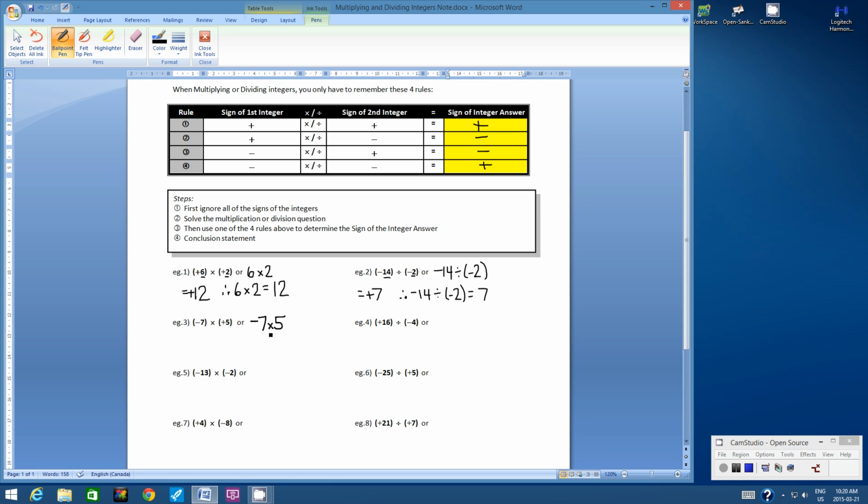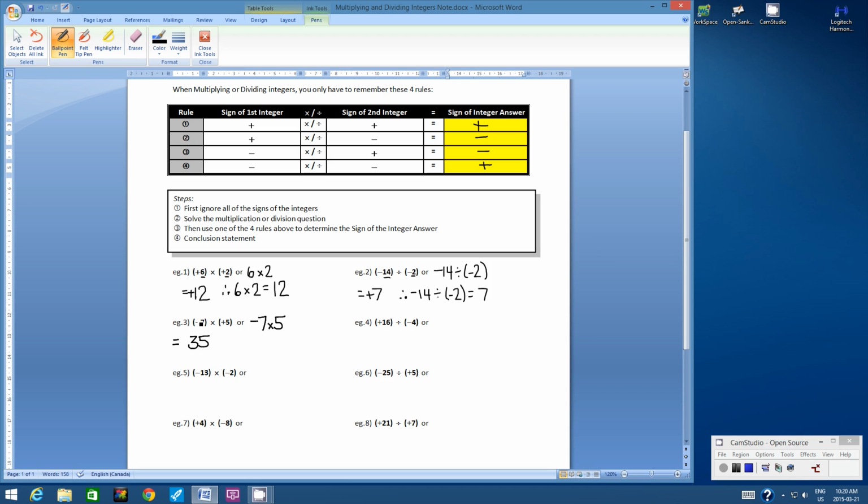So hopefully you came up with this question in standard form, negative 7 times 5. Okay, so let's go through the rules. Let's ignore the signs and just do the multiplication. 7 times 5 is 35.